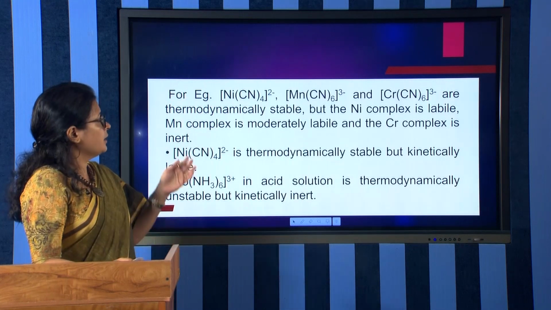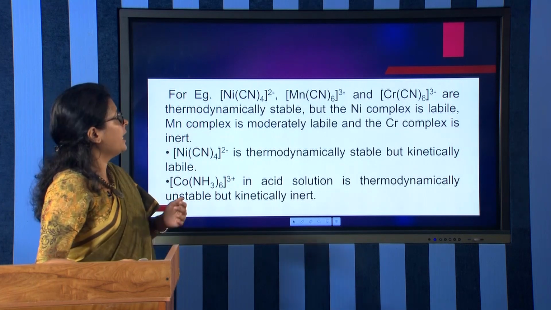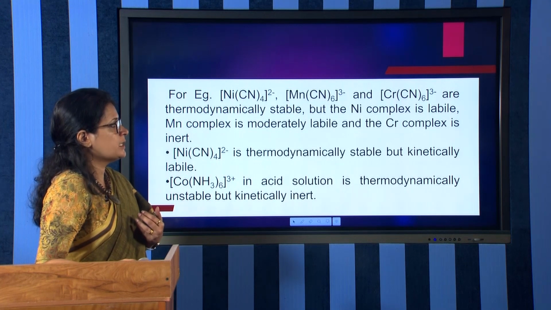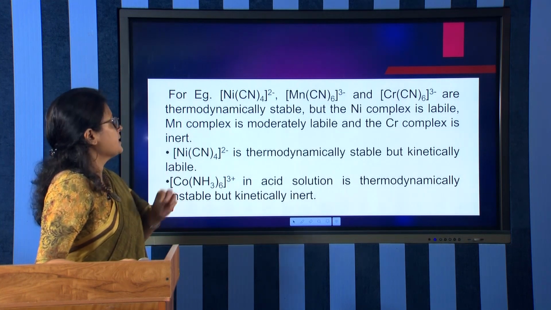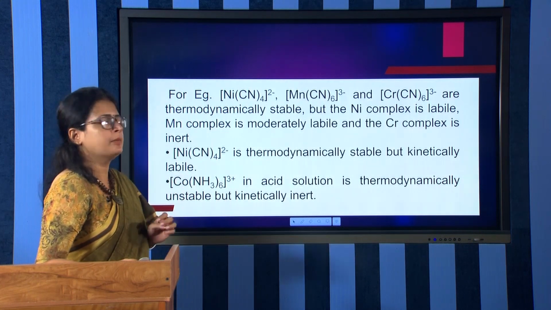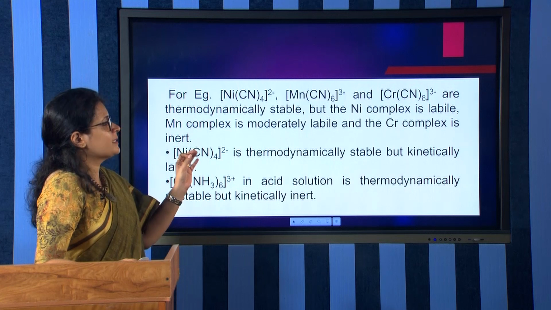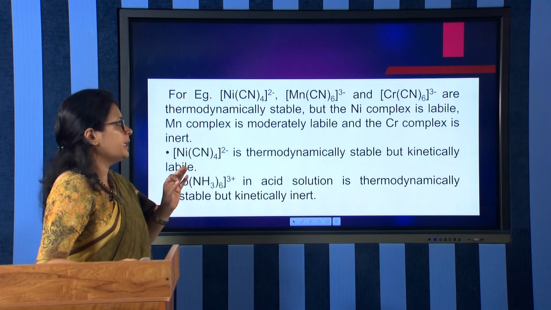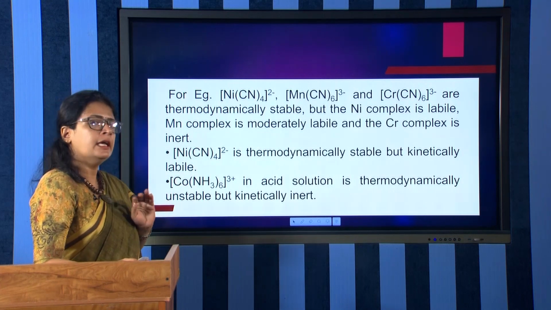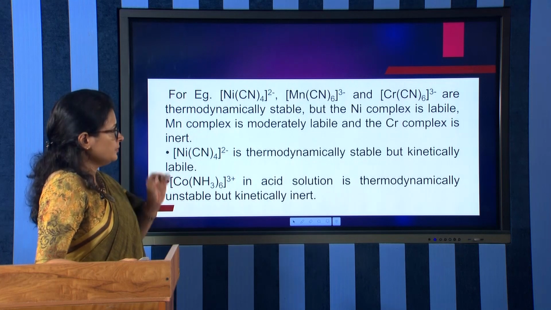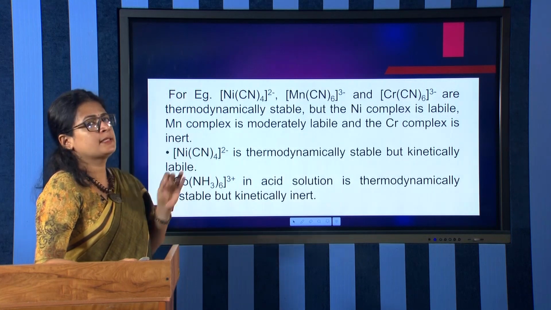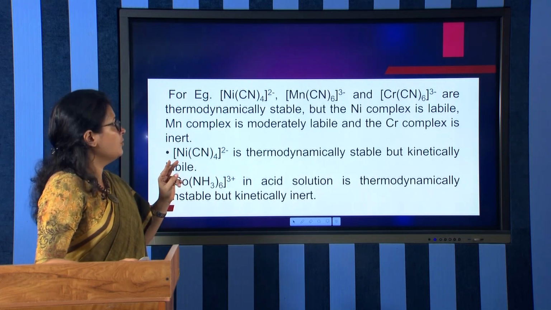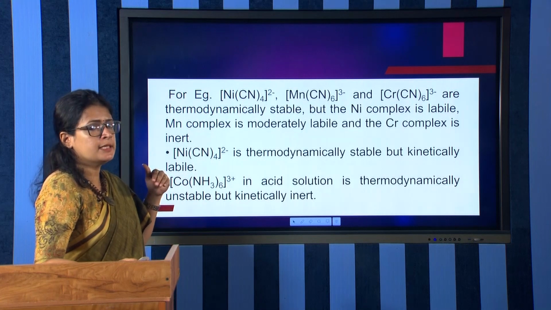Here you can see three example complexes: Ni(CN)4 2-, Mn(CN)6 3- and Cr(CN)6 3-. These three complexes are all thermodynamically very stable, but the nickel complex is labile, the manganese complex, the second complex, is moderately labile, and the chromium complex is inert. So, all three complexes are thermodynamically very stable. The first complex is labile, the second is moderately labile, and the third is inert.